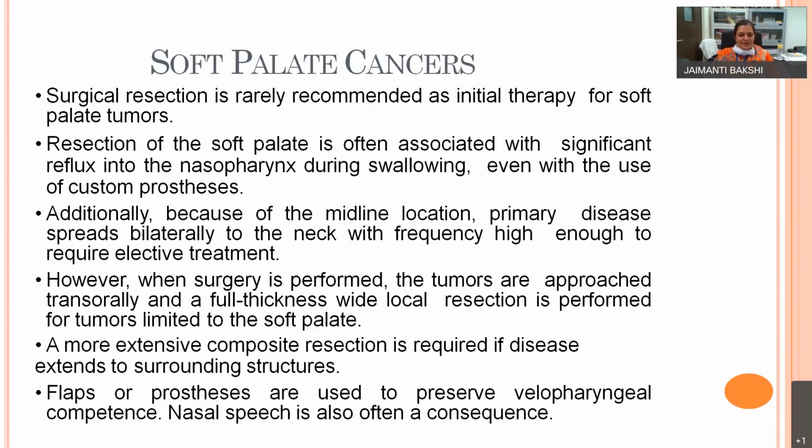However, when surgery is performed, tumors are approached transorally and a full thickness wide local resection is performed for tumors limited to the soft palate. A more extensive composite resection is required if the disease extends to the surrounding structures. Flaps or prostheses are used to preserve the velopharyngeal competence. Nasal speech is often a consequence of resection of the palatal tumors.